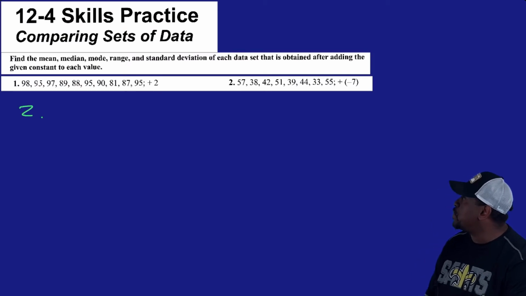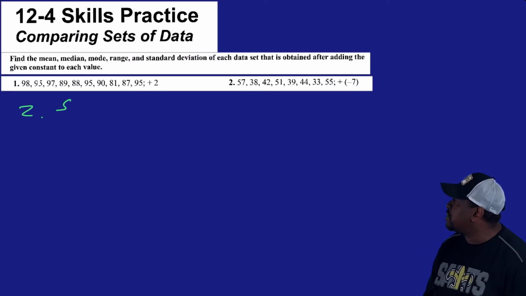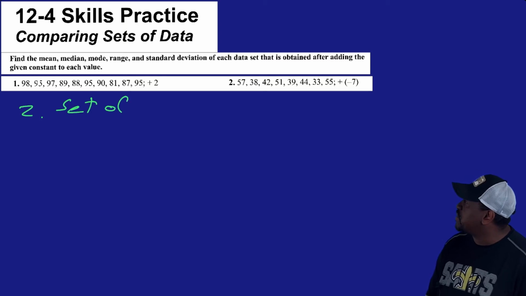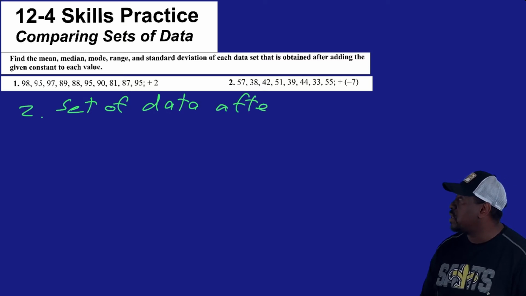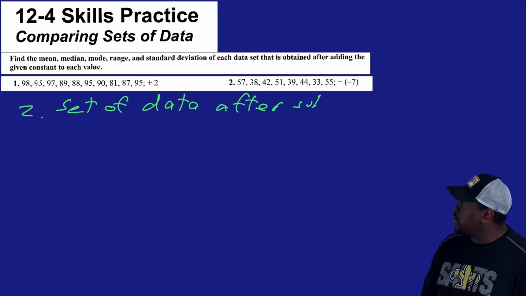So in this problem, we're finding the mean, median, mode, range, and standard deviation of each data set that is obtained after adding a given constant to each value. So we will learn how to do that today. It said here, the set of data after subtracting 7. We're going to do number 2.